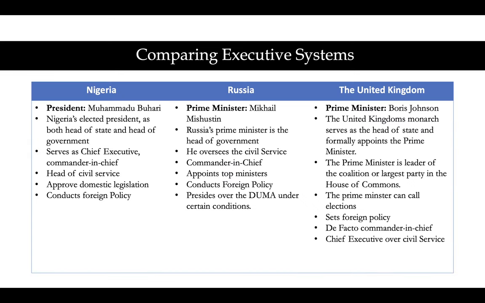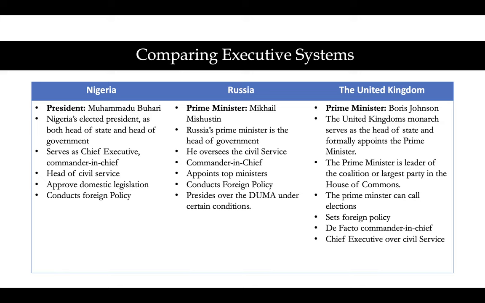The executive system of Nigeria is your next country, because we have 6 countries we have to look at. No, it's 6 officially. I keep saying 7, but it's 6. Okay. So, Nigeria, ladies and gentlemen.